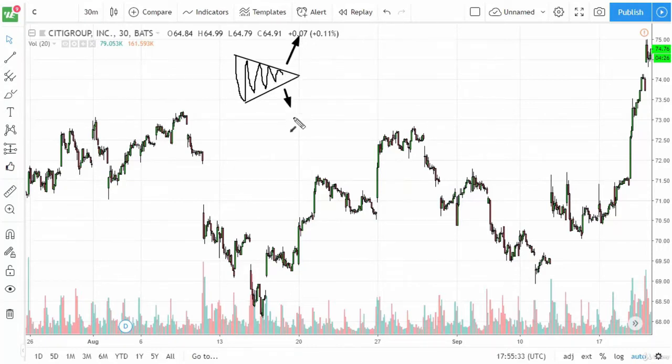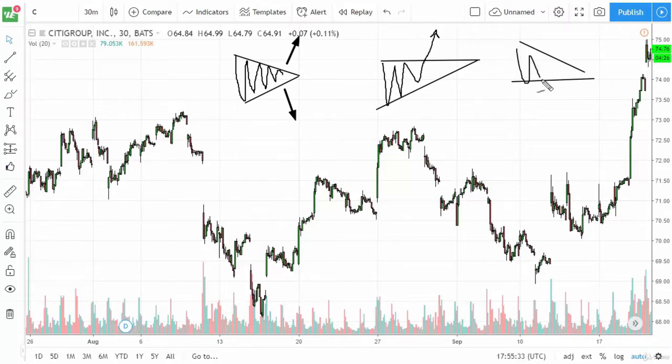Now, this is a symmetrical triangle, which means it's an even fight, if you will. And then eventually, once you get the breakout or the breakdown, you follow. There is an ascending triangle, which shows more buying pressure because they're buying at higher levels. And then there is the descending triangle, which shows that sellers are coming in a little bit more aggressively.